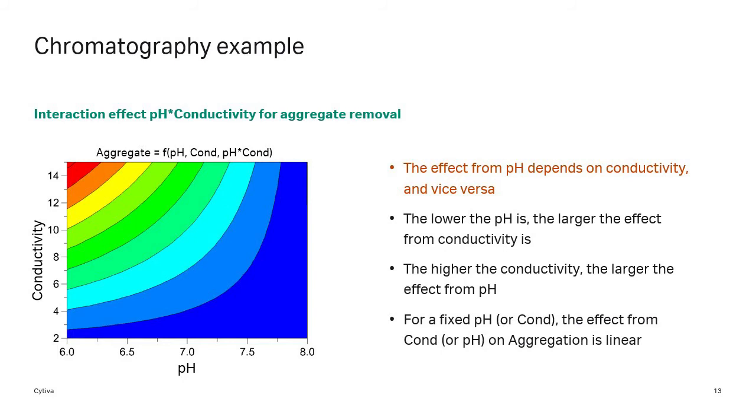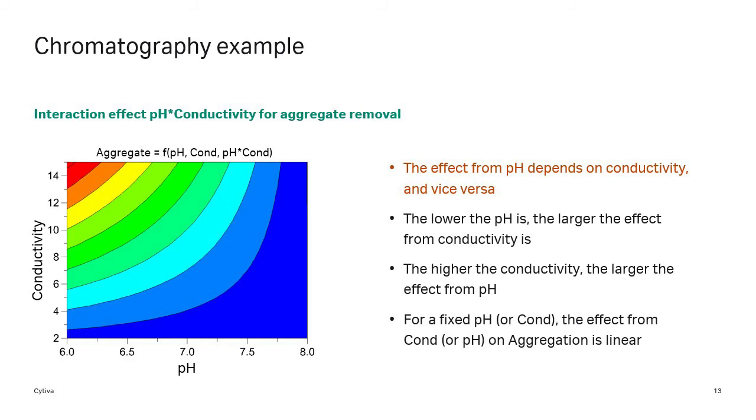However, if we increase the conductivity, so let's say we move to the top left corner, now you see that we are no longer free to choose any pH we like if we want to remain in the lower ranges of blue and of the bluish colors. So now at the high conductivity, pH has a drastic effect on the aggregate amount. The inverse holds as well.